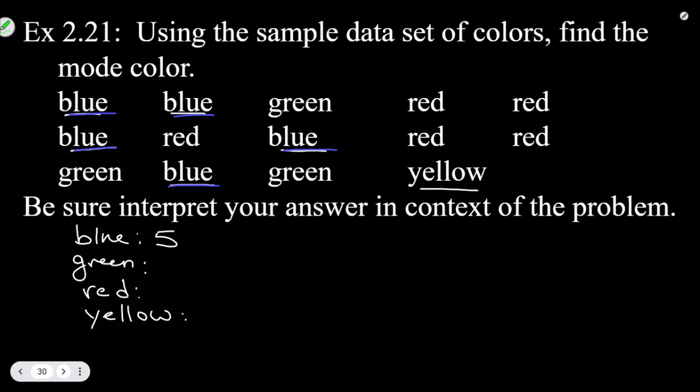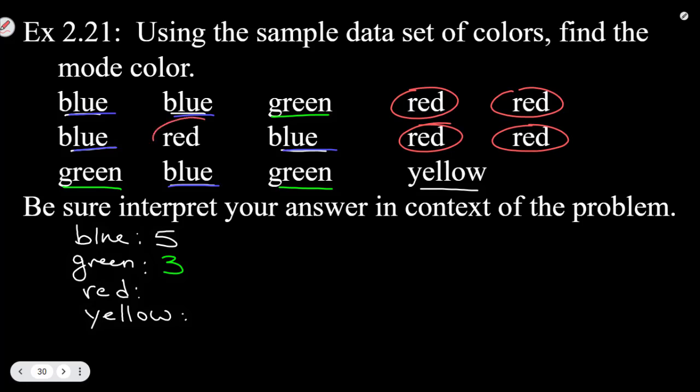Then we can go to green. There is 1, 2, 3 greens. Then we can go to red, and we have 1, 2, 3, 4, 5 reds. So 5 reds. And then finally, yellow. We just had that one yellow at the end. So those are our totals.